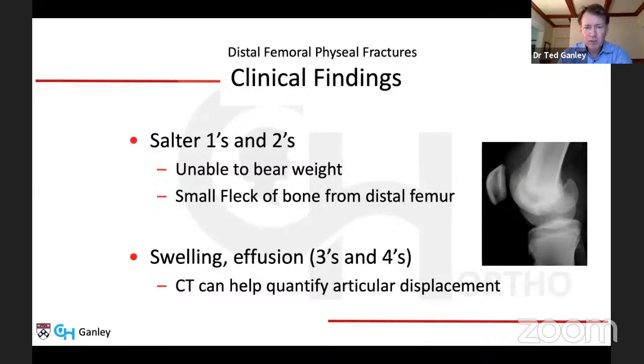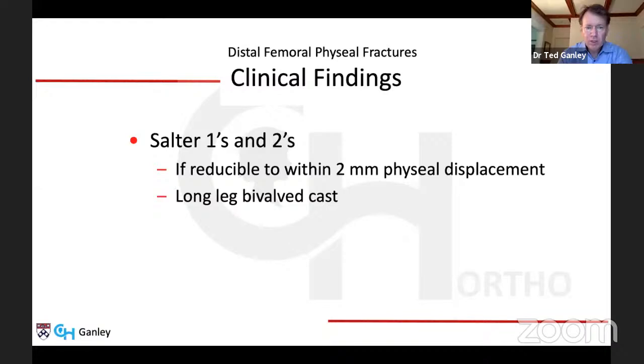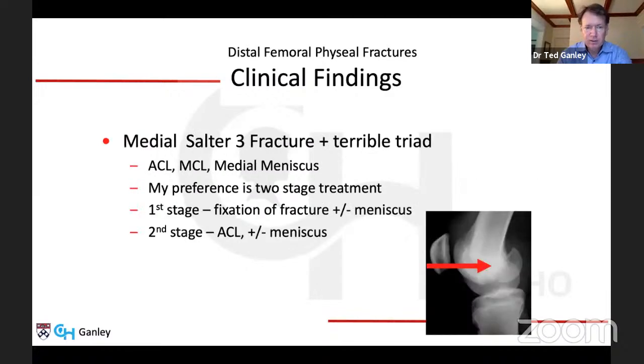For Salter Ones and Twos, patients are typically unable to bear weight. You can see a small fleck of bone at the distal femur. Threes and Fours tend to have swelling and effusion. CT scan can help quantify articular displacement. For Ones and Twos, if they're reducible within 2 millimeters of physeal displacement, I'll use a long leg bivalve cast.